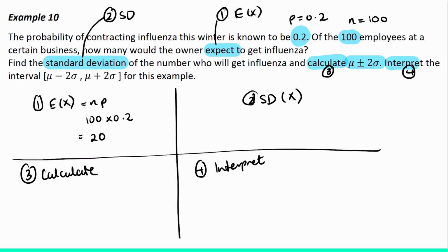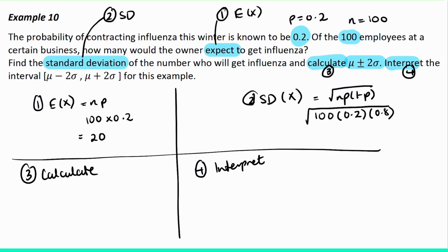Next, it's asking me to find the standard deviation. So the standard deviation is equal to the square root of np times 1 minus p. That's the square root of the variance. So I'm going to go ahead and plug all my numbers in. That's 100 times the probability of success times the probability of failure, which is just 1 minus 0.2. We're not dividing anything. We are taking the square root of that.